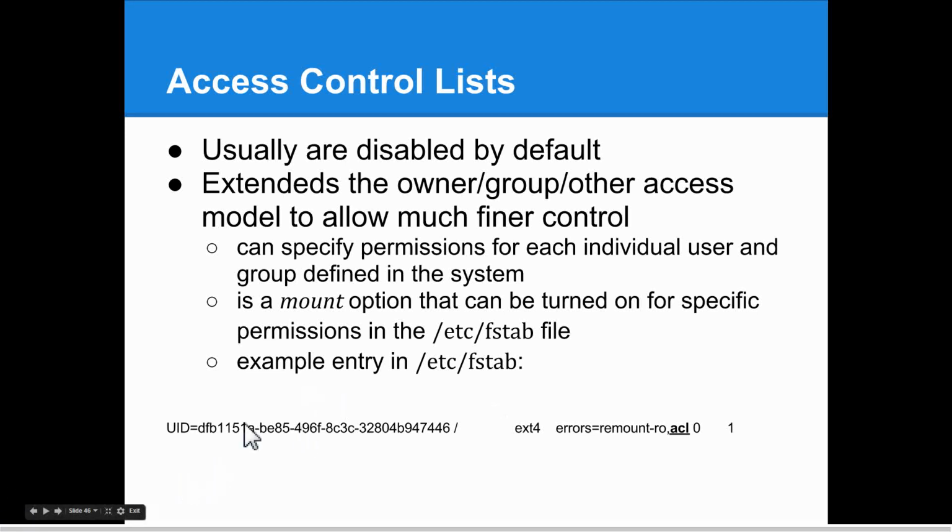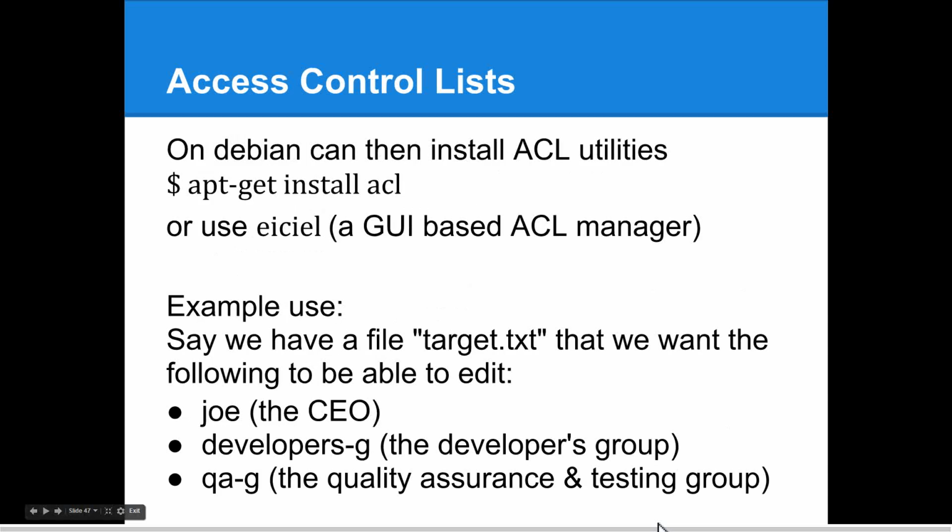Basically, you have the device identifier. Right here is the mount point, the file system. These are the options, and so on. Here you can see there's a comma acl, and that's enabling ACL to be used. So once you've enabled ACL on a partition, you have to install tools to modify it. There are two options. You can use the command line ACL utilities or a GUI-based one, such as Eiciel.